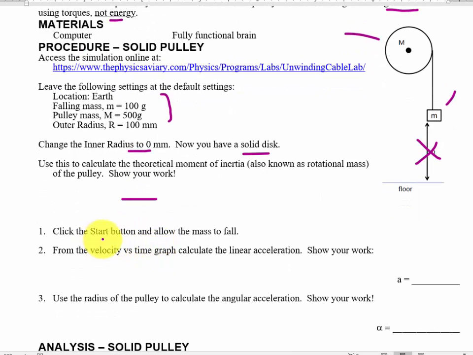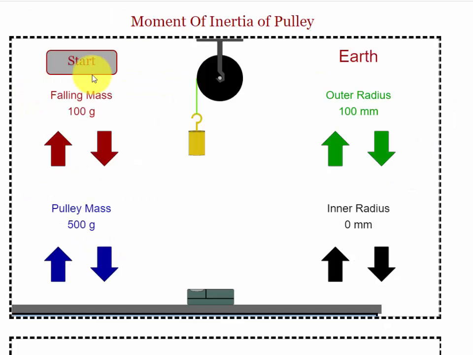You're going to go ahead and click the start button and allow the mass to fall, and we're not going to record the height and velocity this time. We're going to use the velocity versus time graph to calculate the linear acceleration. So let's go ahead and take a look at this real quick.